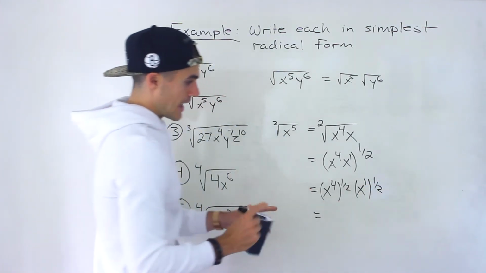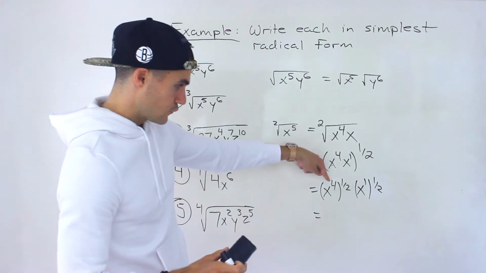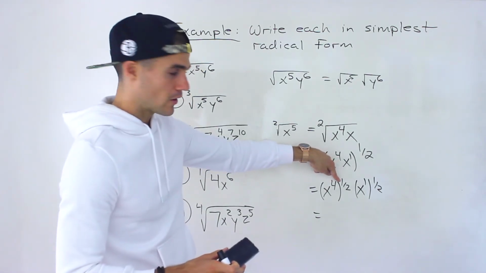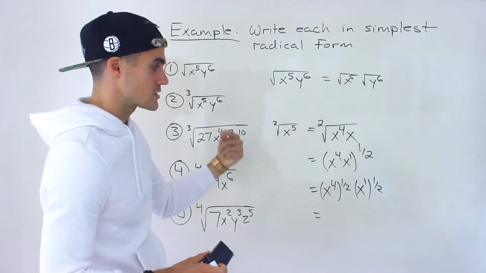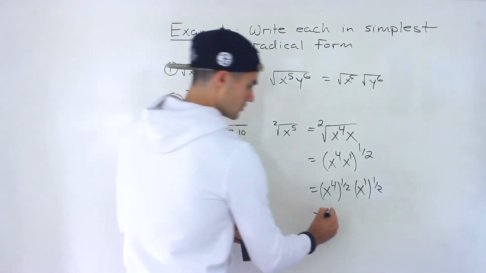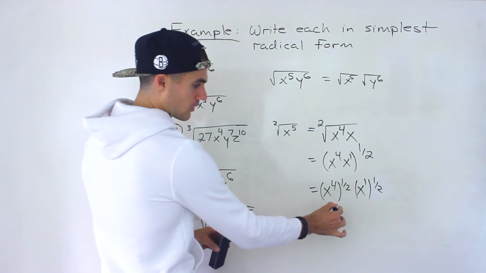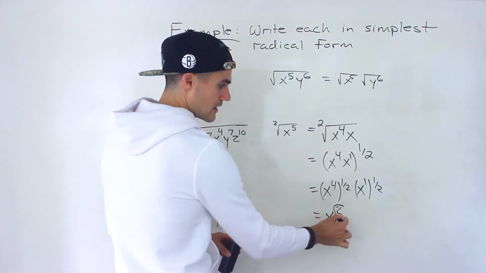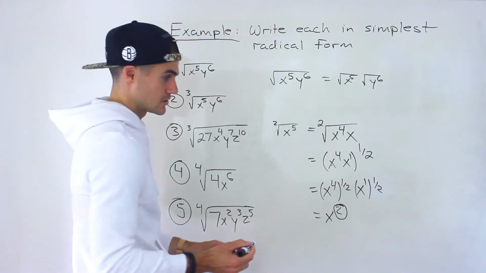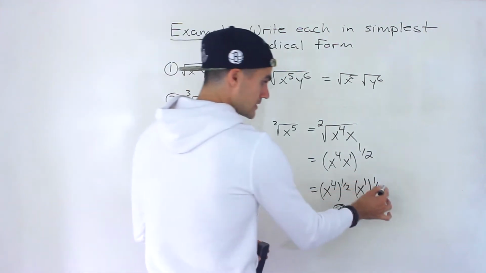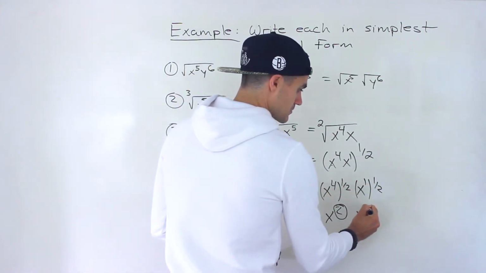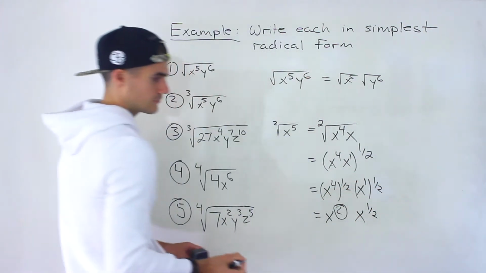And then notice, what's 4 times 1 over 2? That's just 2. And that's why we wanted to get that 4, in order to get this to be a nice integer. And then 1 times a half just ends up being a half.